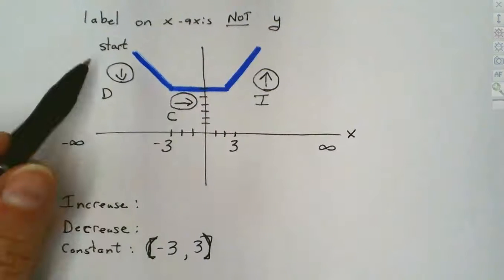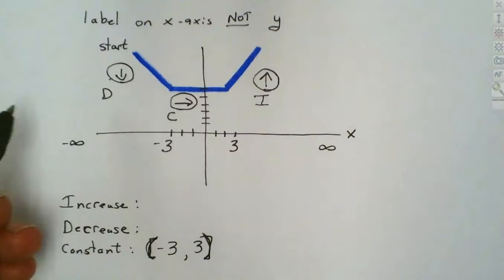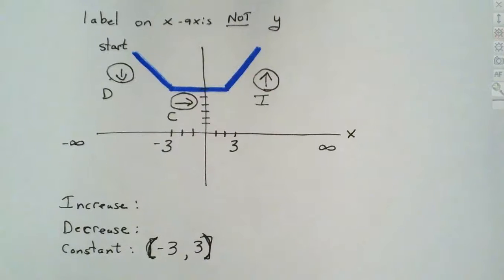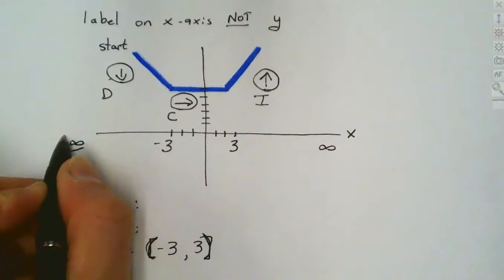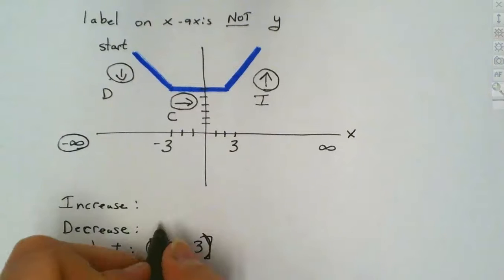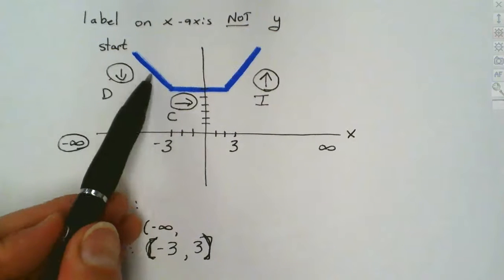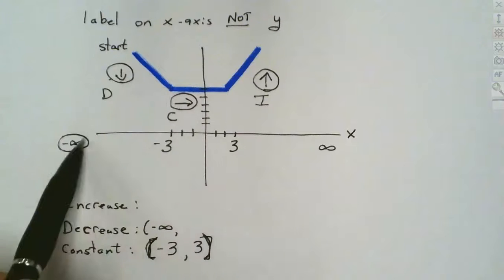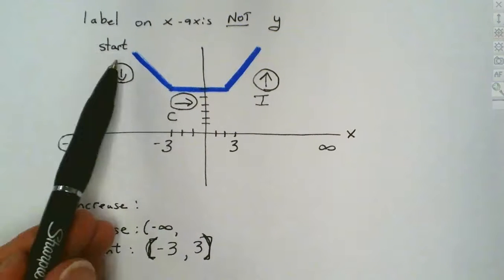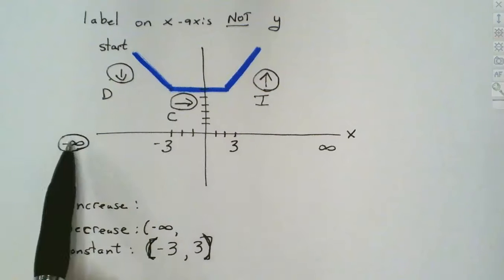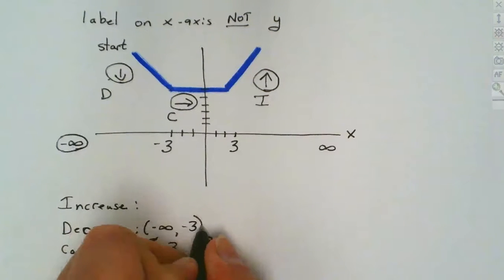Okay, so this is the decrease part here. Now, when we look at the decrease part, we label it on the x-axis. So where does it start decreasing from? It starts decreasing from negative infinity. And where does it stop decreasing? -3. We label it on the x-axis. So it decreases here, going down, and that's from negative infinity to -3.